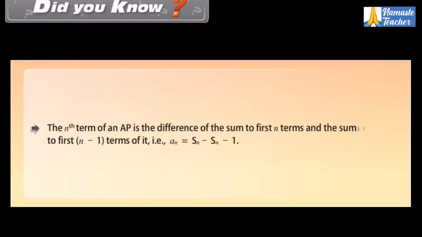Did you know? The nth term of an AP is the difference of the sum to first n terms and the sum to first (n minus 1) terms of it, that is, an is equal to Sn minus S(n minus 1).